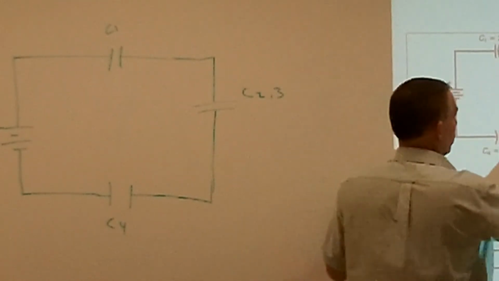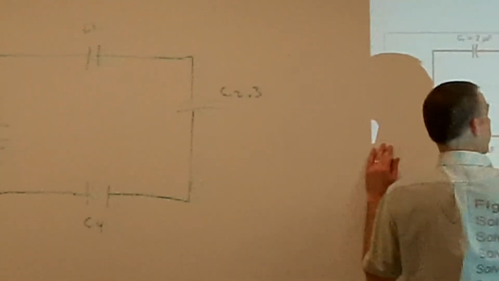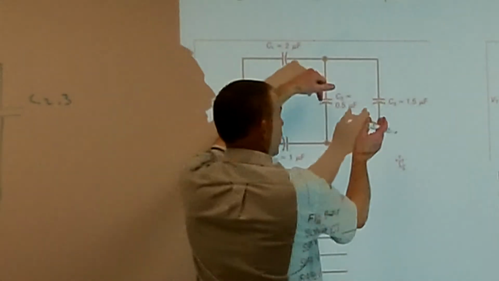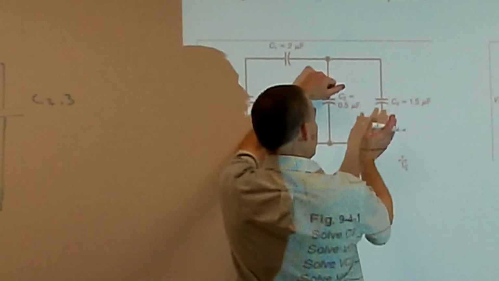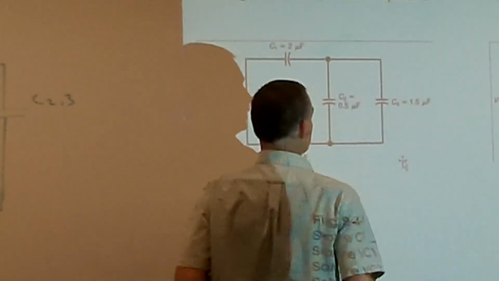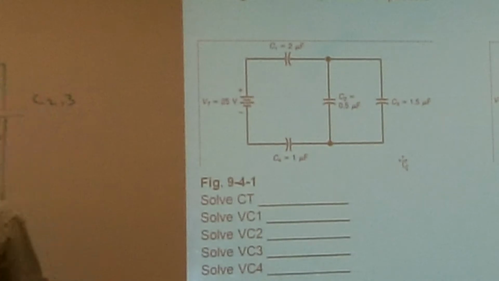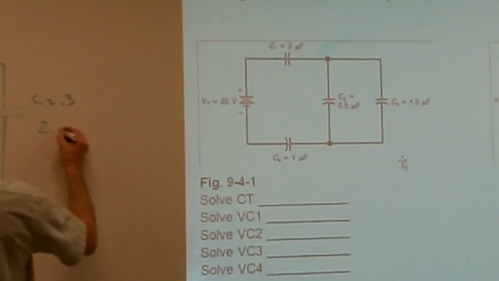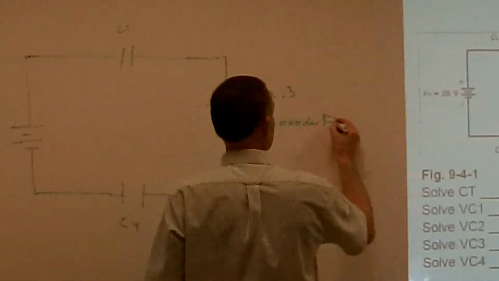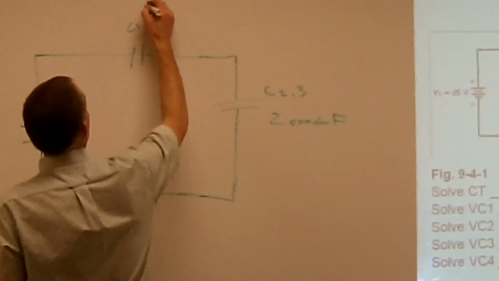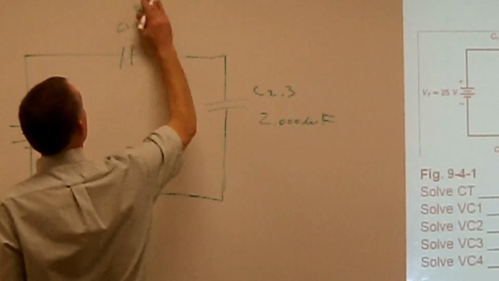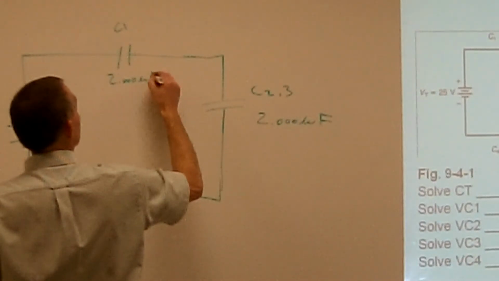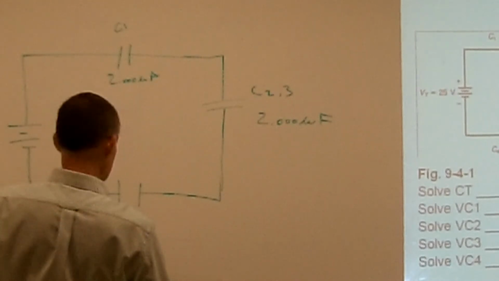So our first step is that we want to combine C2 and C3 together. Now when we're working with capacitors in parallel, it's like adding resistors in series. So we can just add those two together. We just take C2 plus C3, and we'll end up getting what? 2 microfarads. C1 was 2 microfarads. And C4 was 1 microfarad.